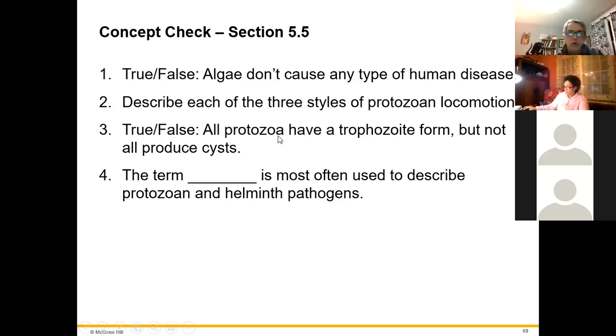True or false? All protists have a trophocyte form, but not all produce cysts. That is true. They all have to have a living, feeding life cycle, but not all of them produce cysts. The blank term is most often used to describe protozoan and helminth pathogens. Somebody just used that term a second ago. Parasite? Yeah, parasite.